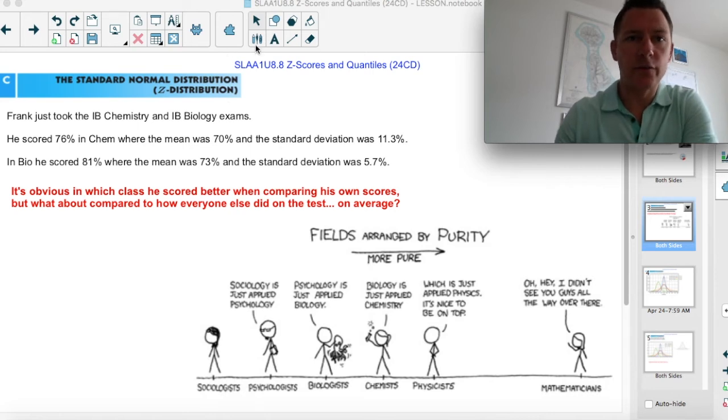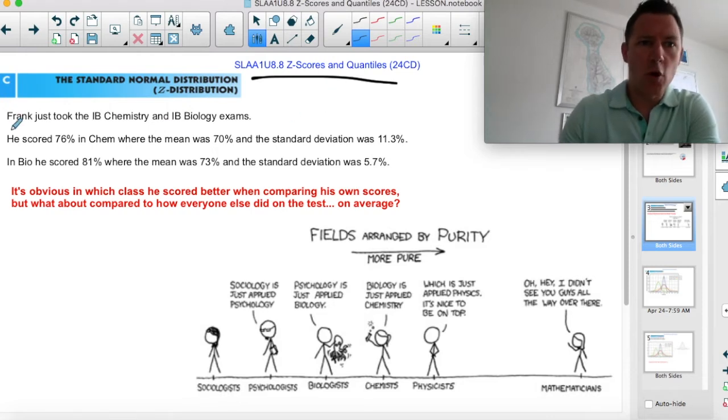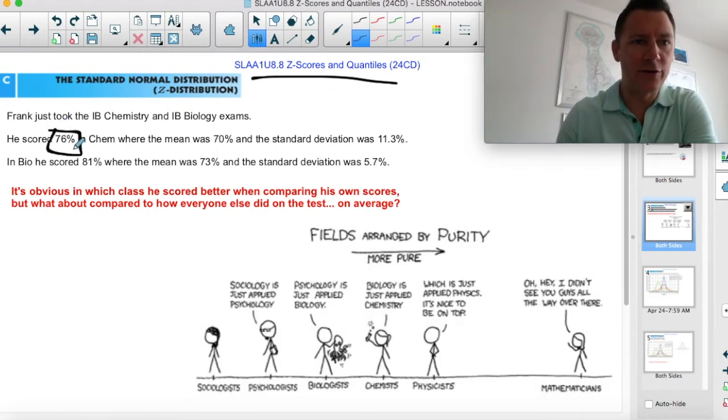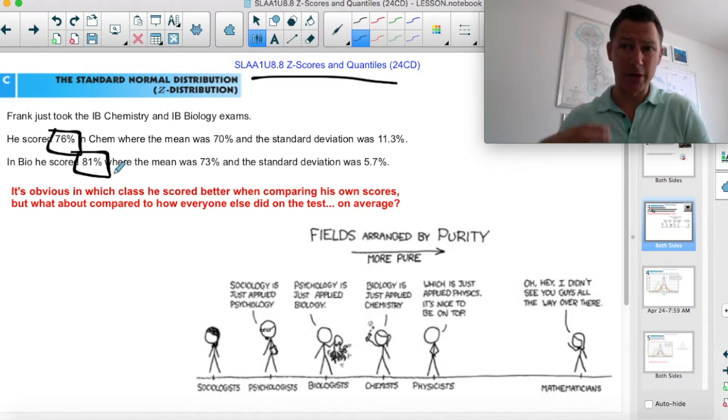Hey statisticians, we are looking at the last part of probability, z-scores and quantiles. Let's start by thinking about Frank, who took a chem and a bio exam, and he scored a little lower in chem, a little higher in bio. You can tell which one he personally did better in. But compared to the group in each of those, which one did he do better?